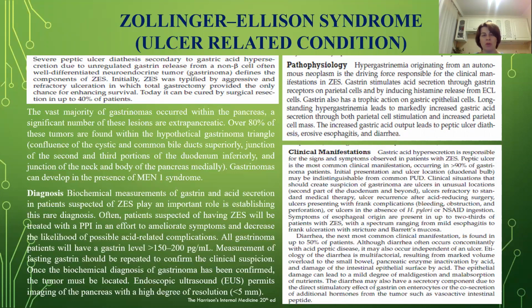Often patients suspected of Zollinger-Ellison syndrome will be treated with PPI in an effort to ameliorate symptoms and decrease possible acid-related complications. All gastrinoma patients have a gastrin level of more than 150 to 200 picograms per milliliter. Measurement of fasting gastrin should be repeated to confirm the clinical suspicion, and the biochemical diagnosis of gastrinoma is confirmed. Then the tumor is located, and endoscopic ultrasound permits imaging of the pancreas with a high degree of resolution and locates the tumor. Treatment is of course surgical, with PPI prescription to decrease acidity.